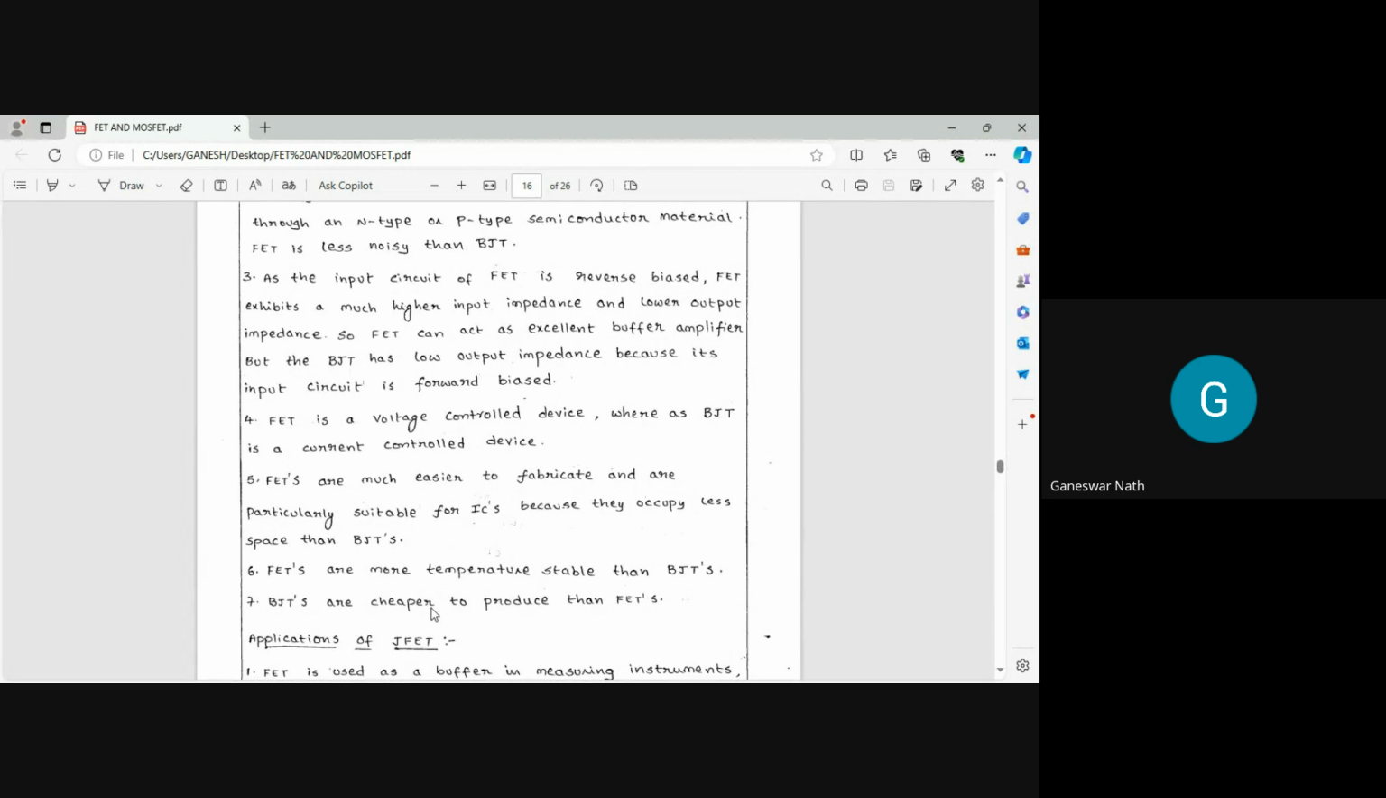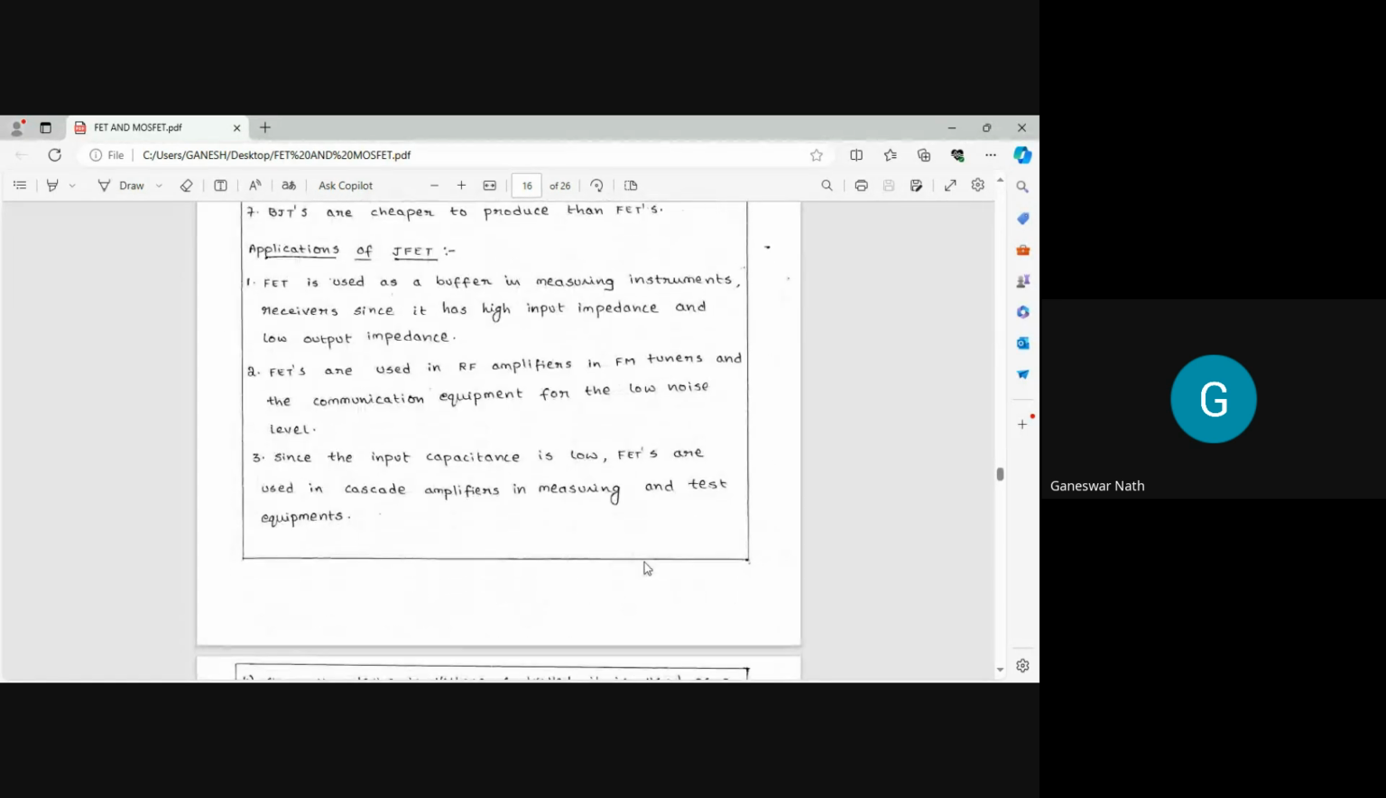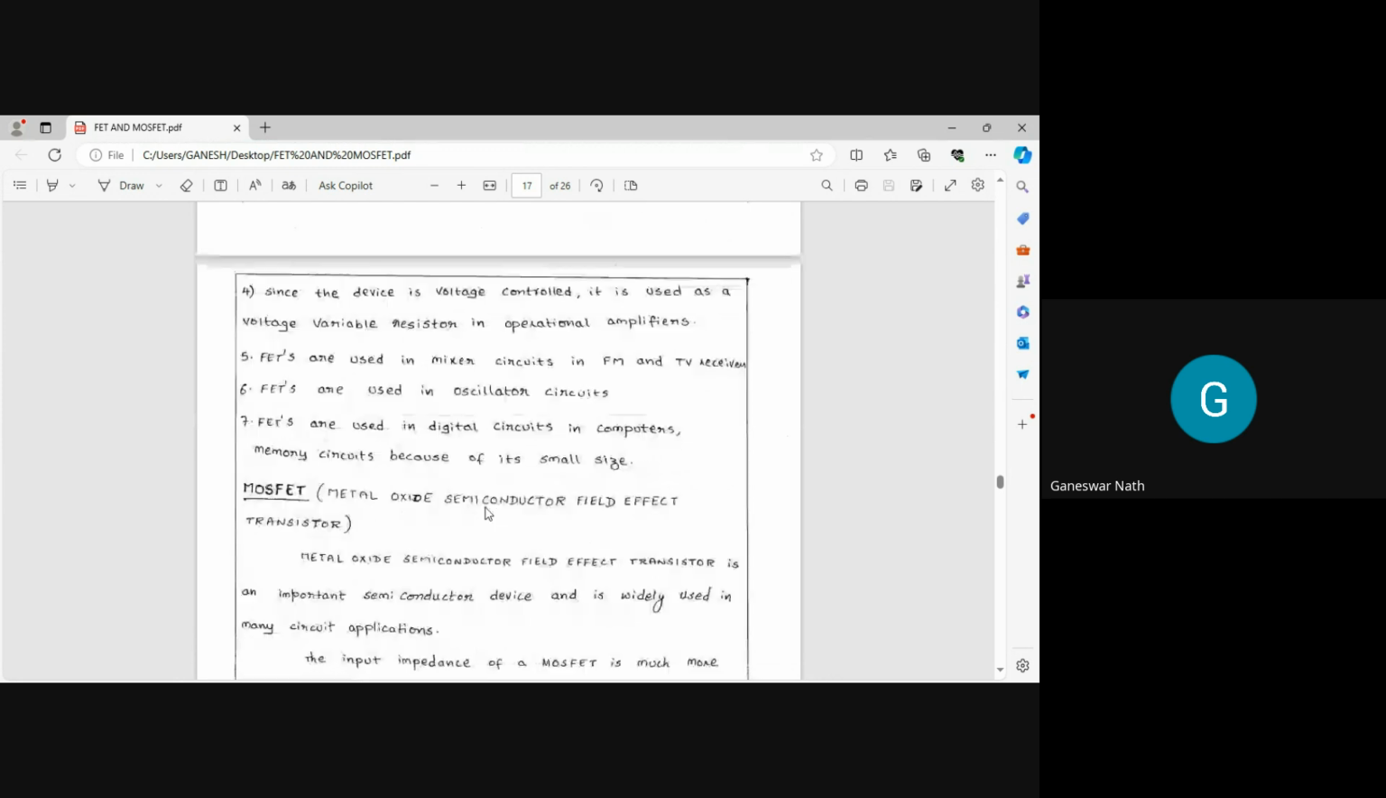FETs are more temperature stable than BJTs, and BJTs are cheaper to produce than FETs. So these are some of the points for the comparison between JFET and BJT. Now you can find some of the applications: FET is used as a buffer in measuring instruments. Then FET is used in RF amplifiers, as the input capacitance of FET is low. FETs are used in cascade amplifiers and in measuring and test equipment. So these are some of the applications that I've written.